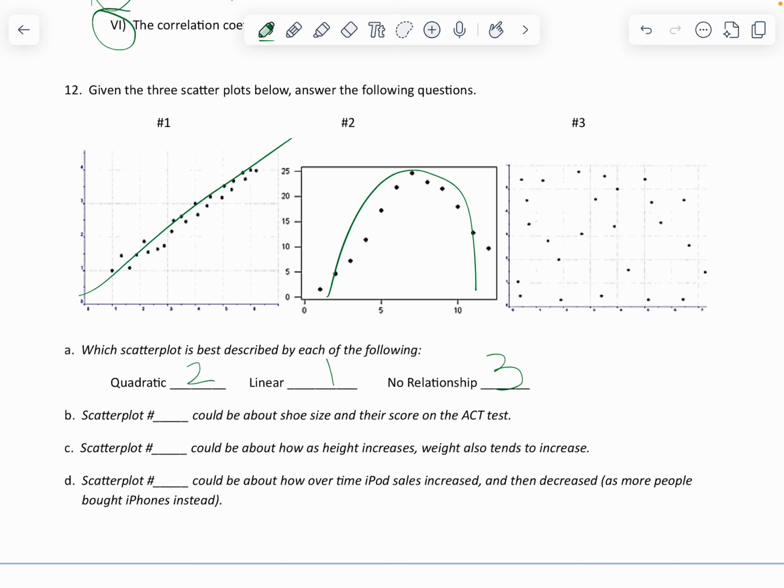Okay, scatter plot blank could be used about shoe size. What does shoe size have to do with the ACT? Nothing. Could be the height increases, the weight tends to increase. As you get taller, you weigh more. I'm going to say that could be one. How over time iPad sales increased and then decreased. Increased, decreased. So I'm going to go with 2.